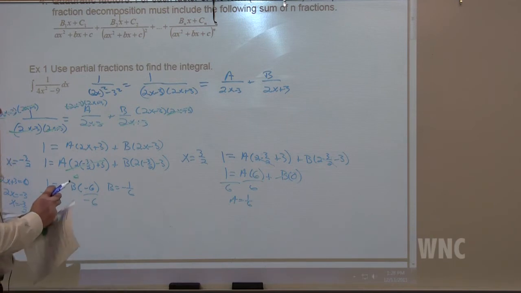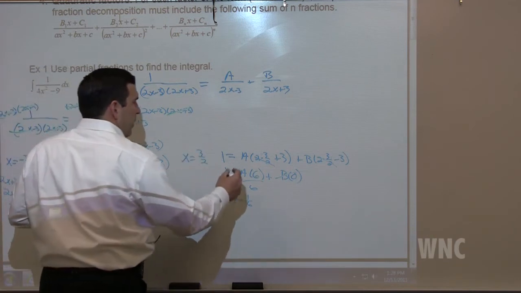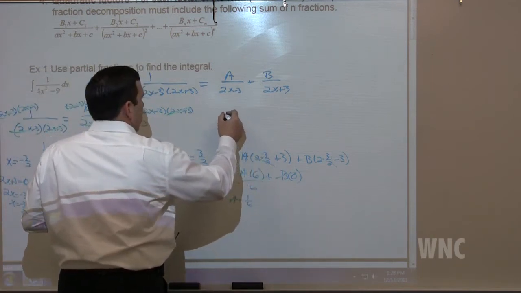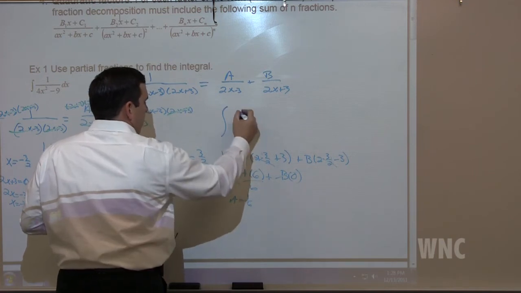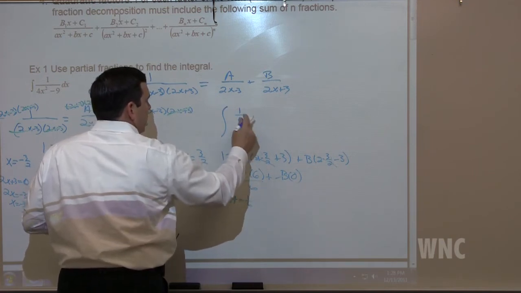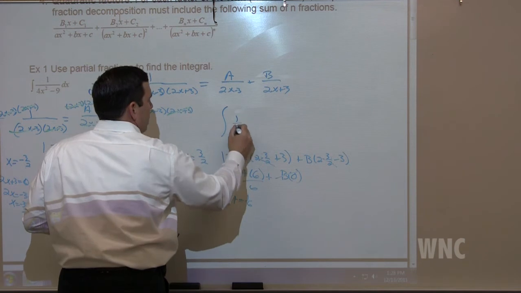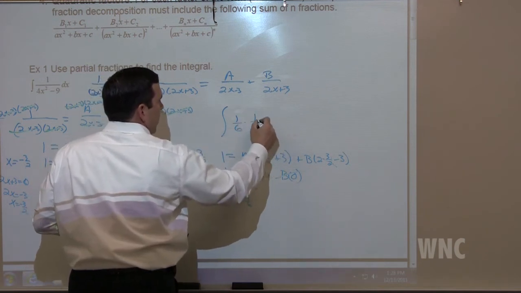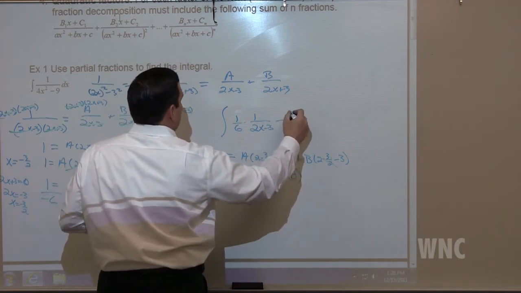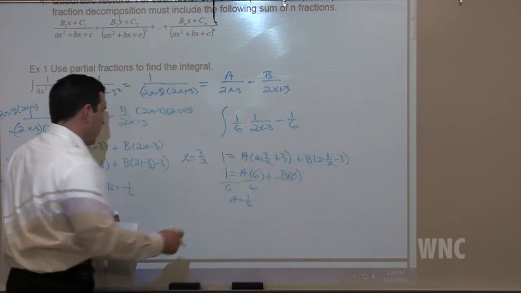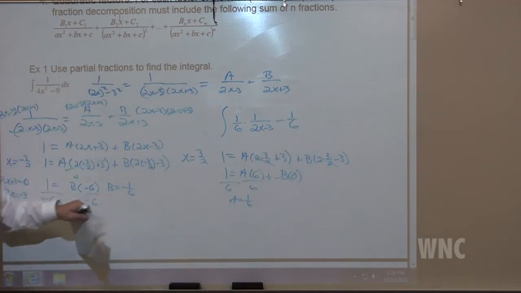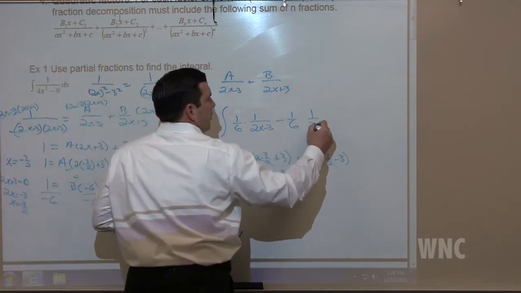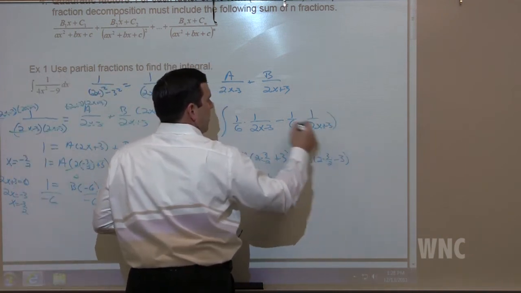So we're not finished yet, because what we have then is the integral of 1/6 times 1 over 2x minus 3, minus 1/6. Why minus 1/6? Because B is negative 1/6. Times 1 over 2x plus 3 dx.